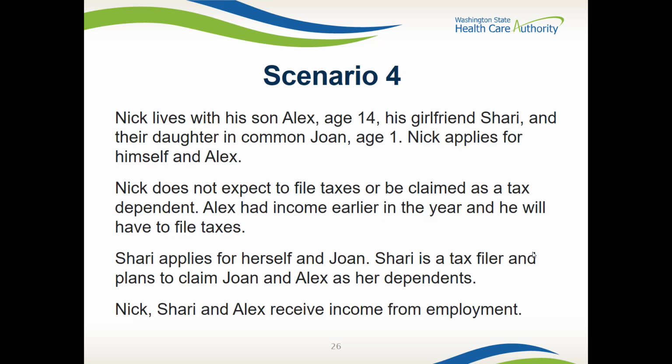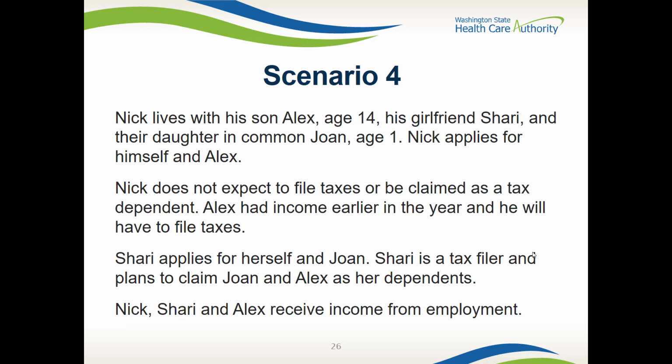Scenario 4. Nick lives with his son Alex, age 14, his girlfriend Sherry, and their daughter in common, Joan, age 1. Nick applies for himself and Alex. Nick doesn't expect to file taxes or be claimed as a tax dependent. Alex had income earlier in the year and he will have to file taxes.